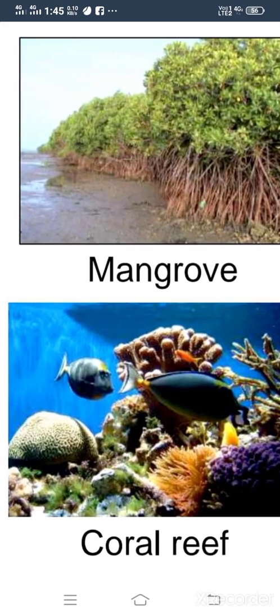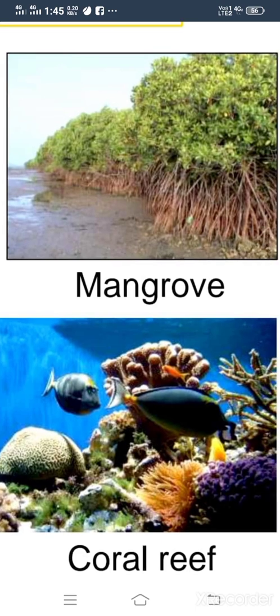So here you can see mangroves and coral reefs. Mangrove is a type of ecosystem, and coral reef is also a type of ecosystem. Let us know a little bit about mangrove. Mangrove ecosystems are found in a region called the Sundarban area of West Bengal. Here there are special types of plants, and the name of the plant is Rhizophora.